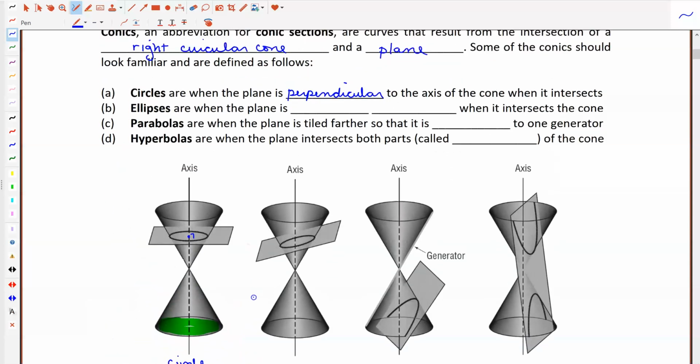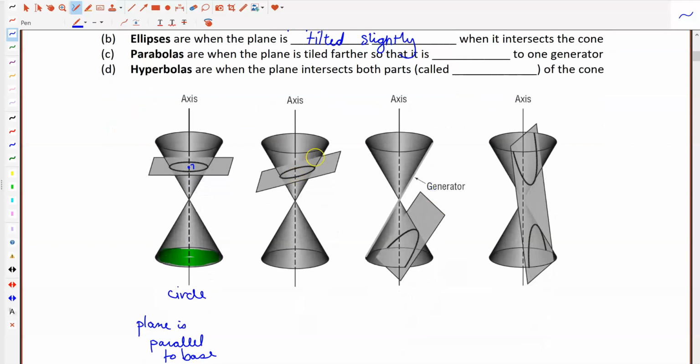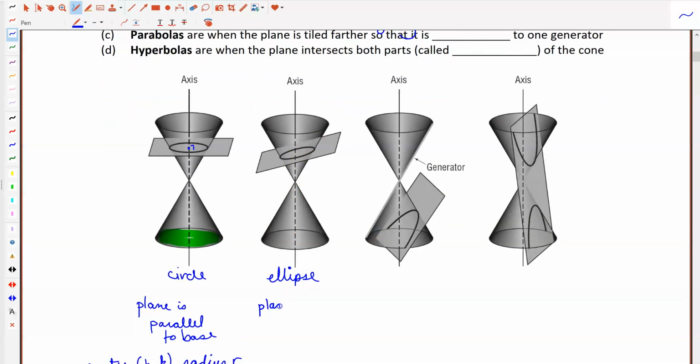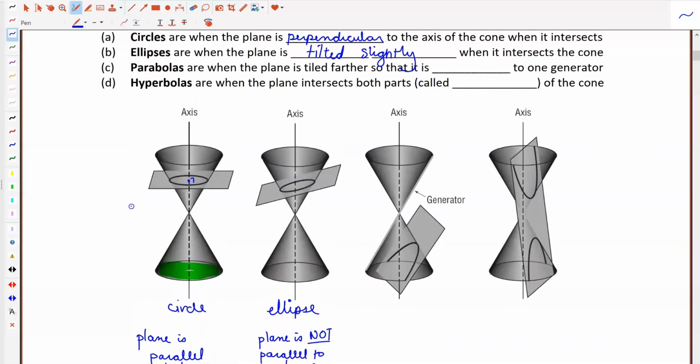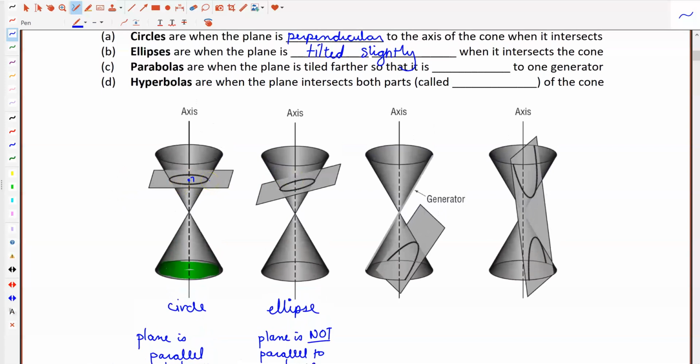Now, for this next one, an ellipse will be formed when that plane is tilted slightly when it intersects the cone. So in this next example right here, this next picture, here would be an example of an ellipse. Okay, so that plane is not parallel to the base. Okay, so ellipses are kind of like squished or elongated circles. So we're going to talk about the fact that they have a lot of properties relating to circles, and in some cases circles actually are considered to be like a special ellipse.